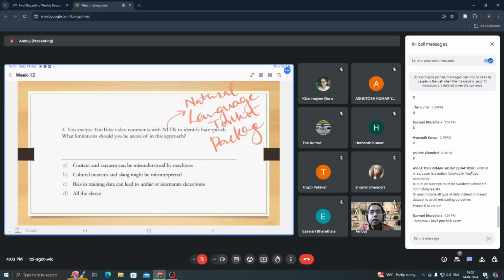See, context and sarcasm can be misunderstood by machines. Still, it's an issue which happens with us. A lot of researchers are trying to eliminate this particular limitation of NLTK package, but it is still there. Context and sarcasm can be misunderstood, and we can get the opinion that our meaning or intention was something else, but the machine understood something else. So there are possibilities of getting it wrong. So option A is definitely an answer.